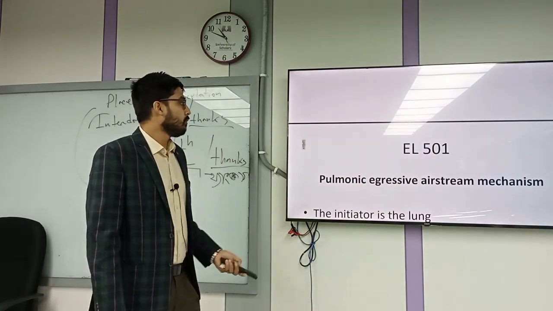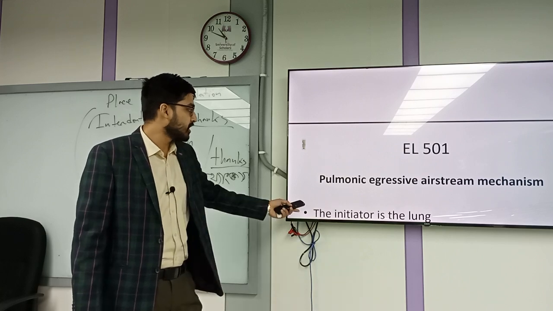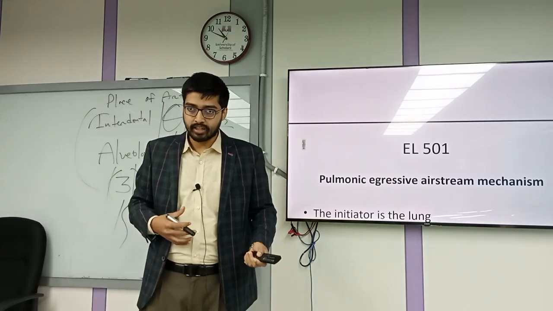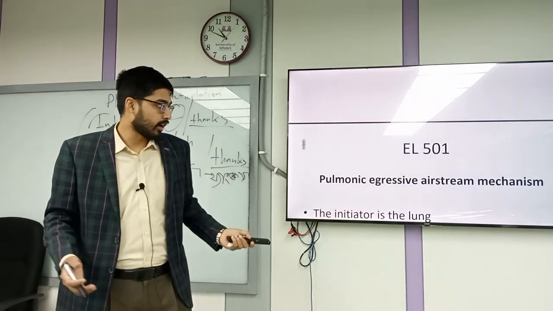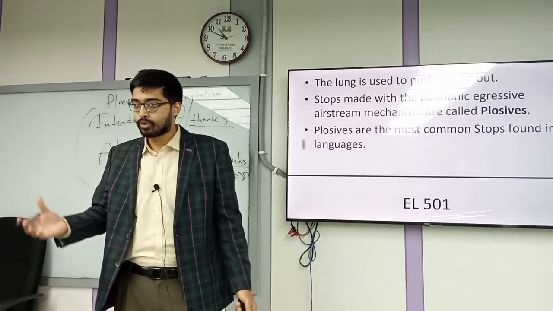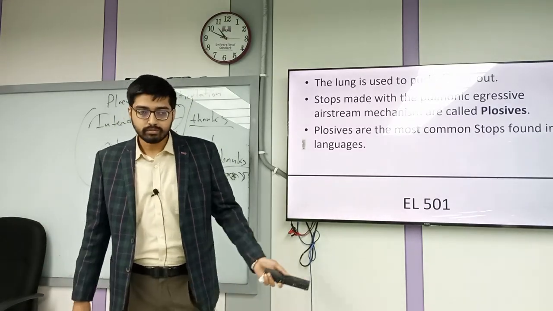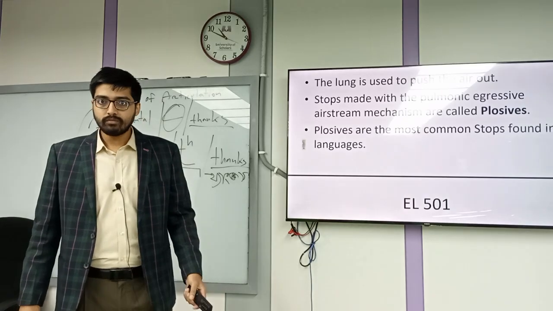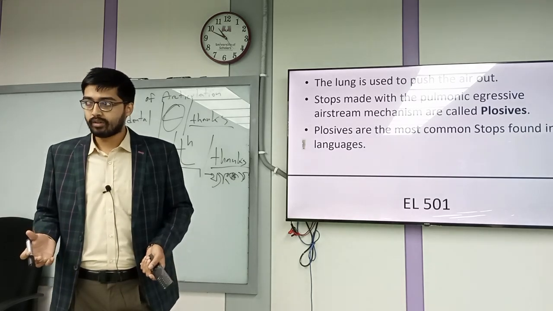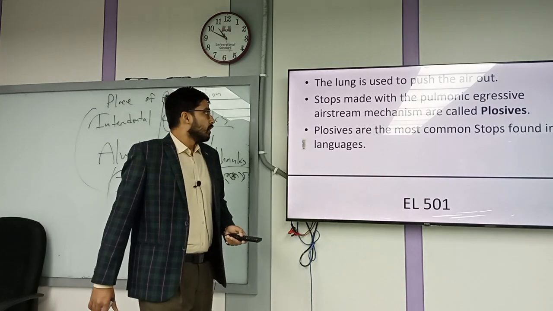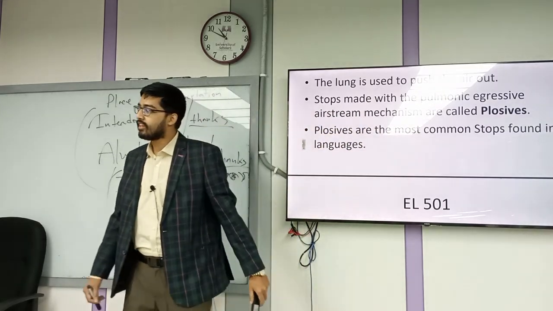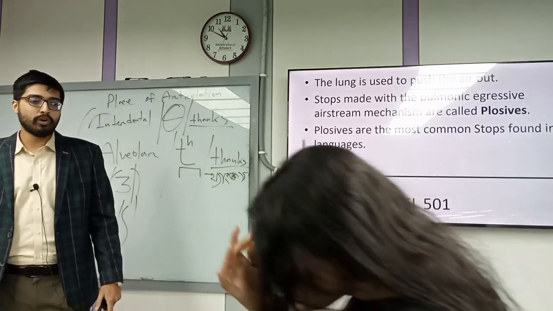Okay, let's see. Pulmonic aggressive airstream mechanism. The initiator is the lung. Okay. Pulmonic airstream mechanism, basically in that case, the initiator, the producer is the lung. The lung is used to push the air out. Yes, the lung is the organ which pushes the air out. Am I correct? Okay, stops are made with the pulmonic aggressive airstream mechanisms that are called plosives. See? Plosive sounds. We all know some plosive sounds.